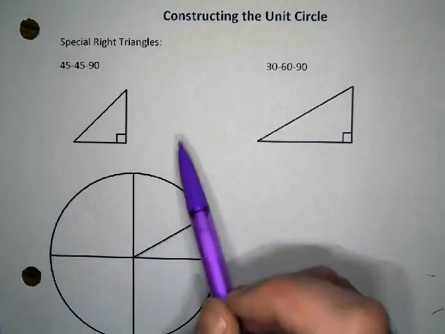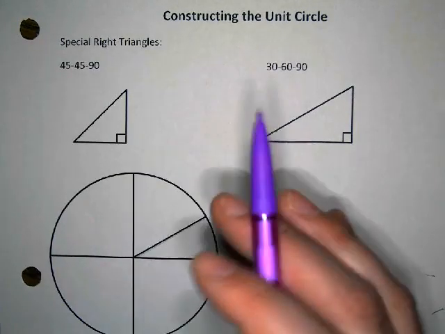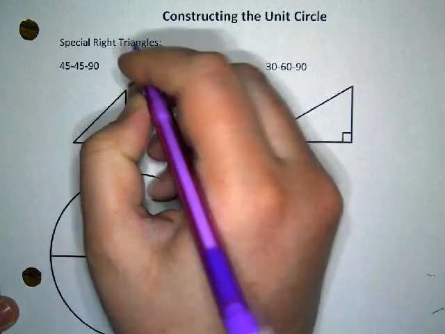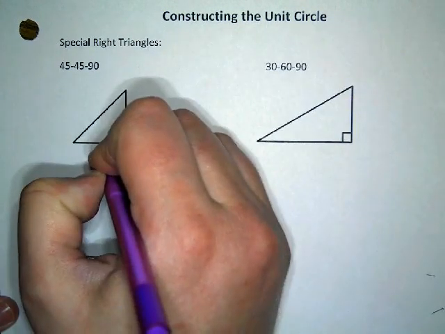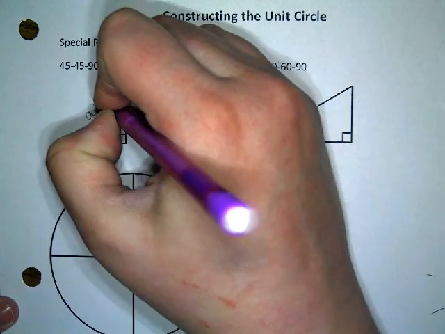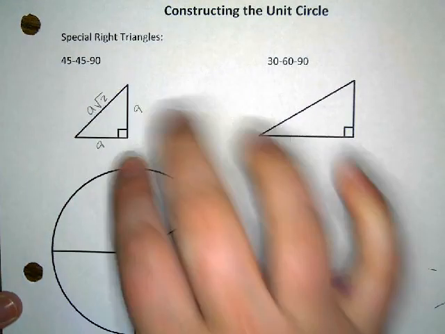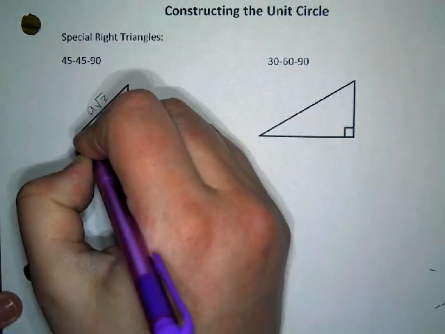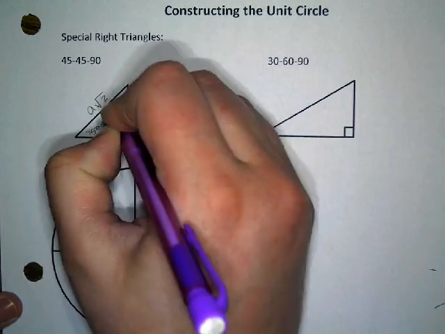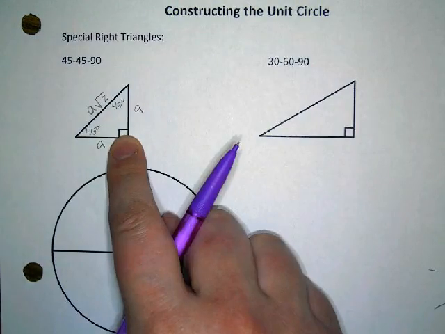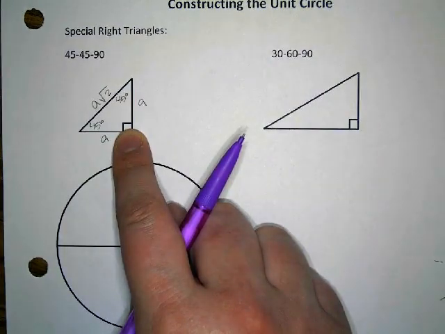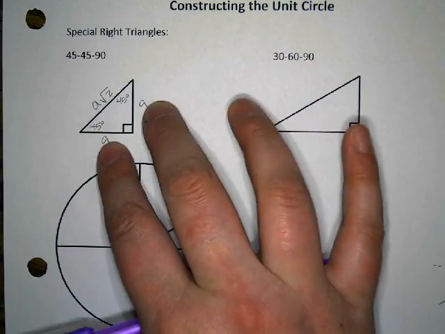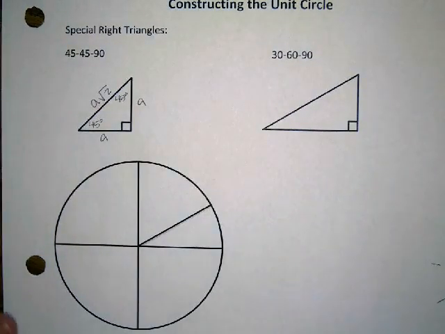Special right triangles you should maybe have learned about in Math 2. I don't know if this is going to feel familiar or not. So special right triangles, we have this side would be A, this side would be A, and the hypotenuse would be A root 2. That's the relationship between them. So these two sides would be exactly the same length, and then that side would be A root 2. And that's if this is a 45, 45, 90 triangle. So it's an isosceles triangle. The two legs are the same length. The hypotenuse is A root 2.